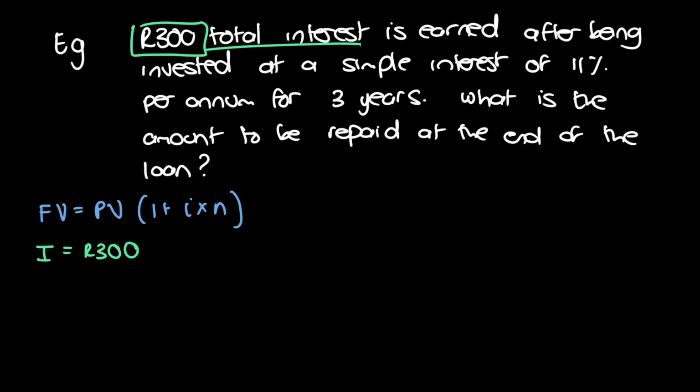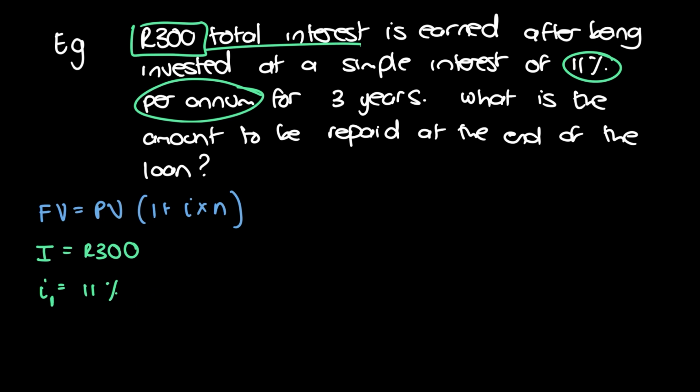And it's invested at a simple interest of 11% per annum. So we have i is equal to 11% per annum. And we're going to start doing that subscript situation. So it's per annum, so it's i1. And then we don't actually have to have this per annum sitting over there.